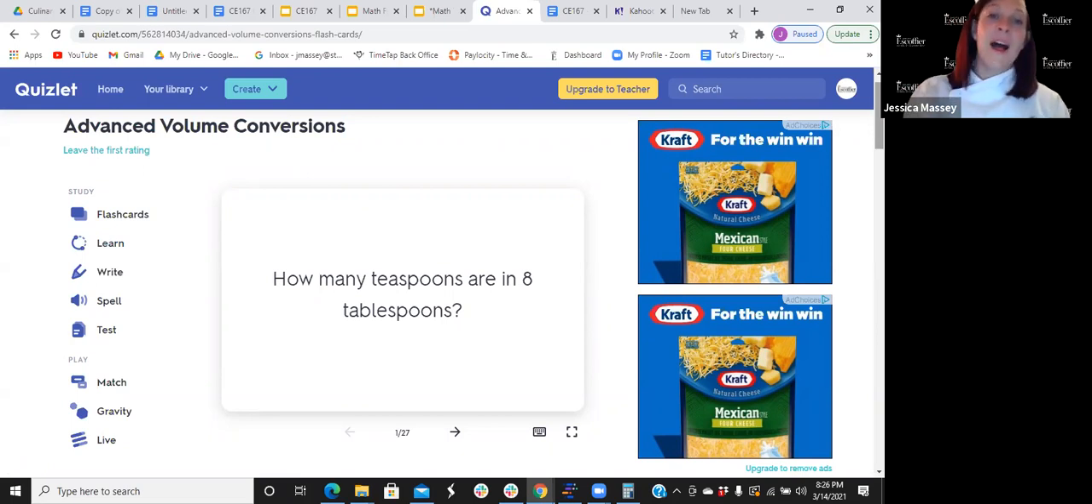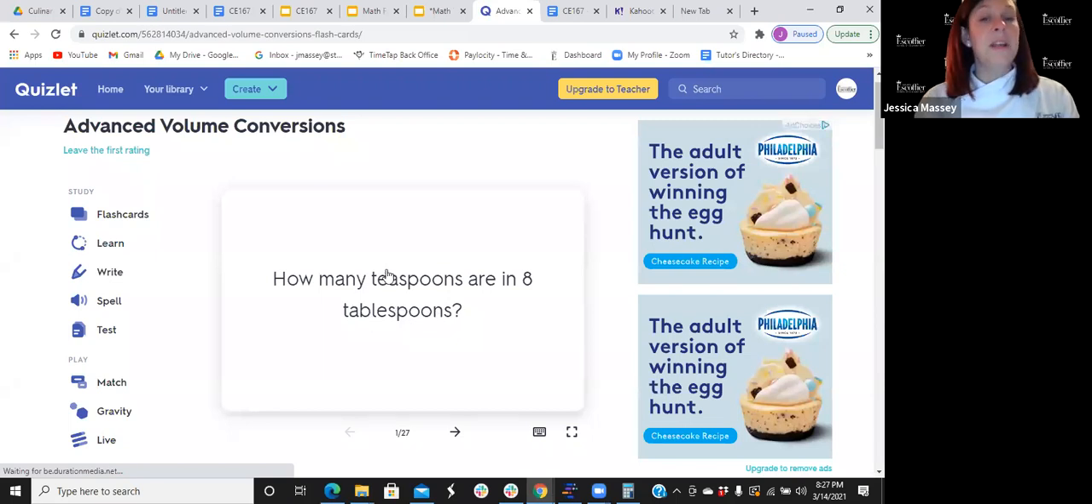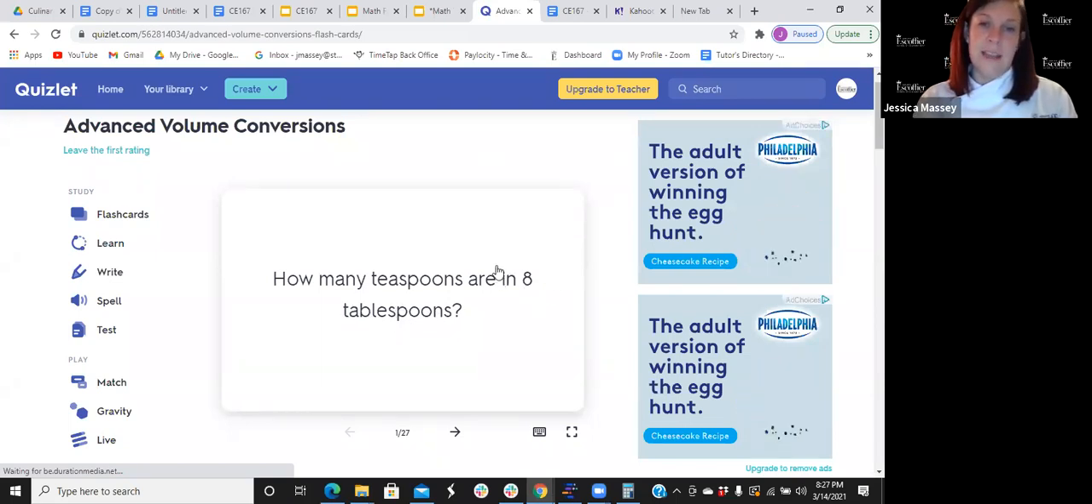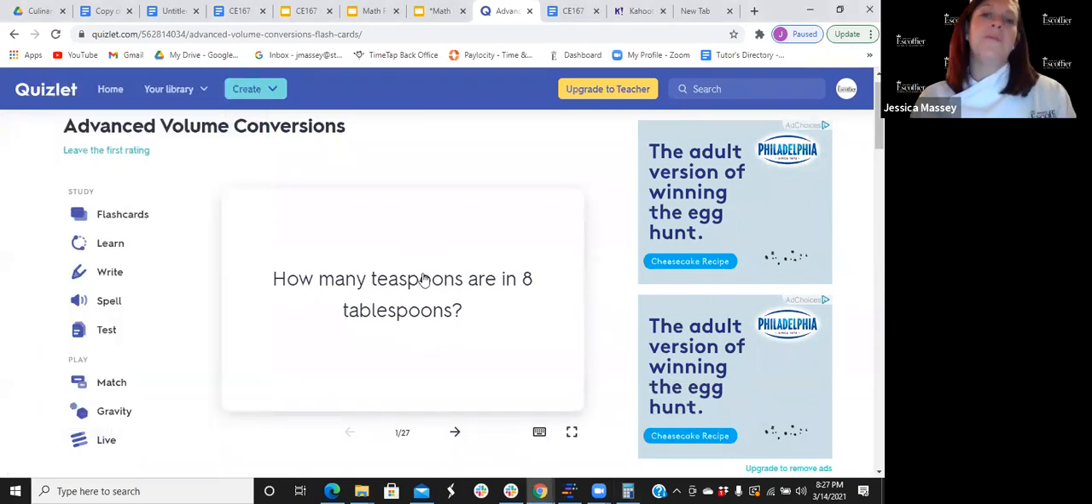So how many teaspoons are in 8 tablespoons? Walking you through it, our answer should be in teaspoons. Our teaspoon is smaller than a tablespoon, meaning you would multiply your 8 tablespoons by your conversion factor, which would be 3 teaspoons to 1 tablespoon. So you should be doing 8 times 3, and that should get us 24. I see a bunch of 24s.